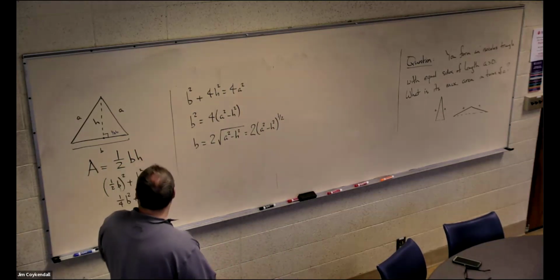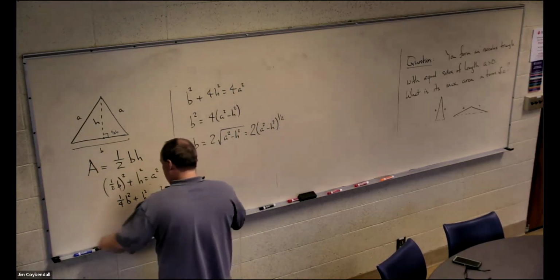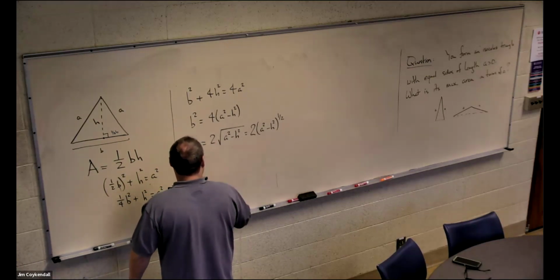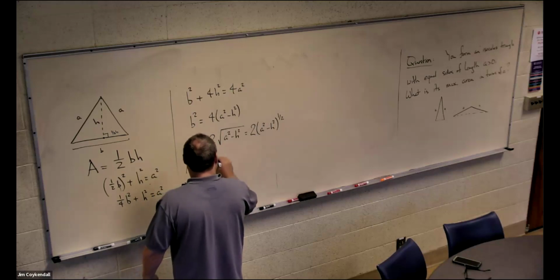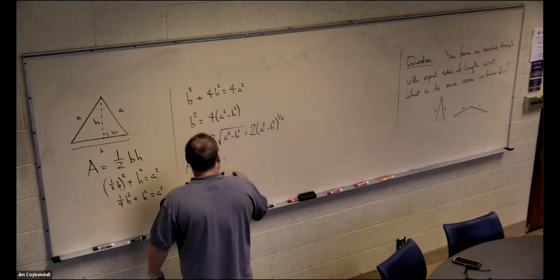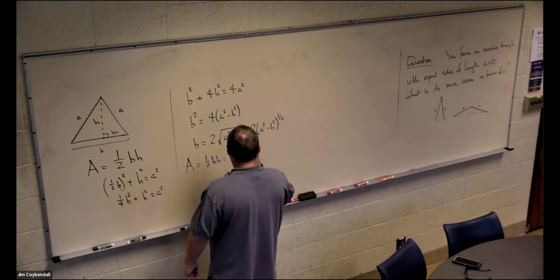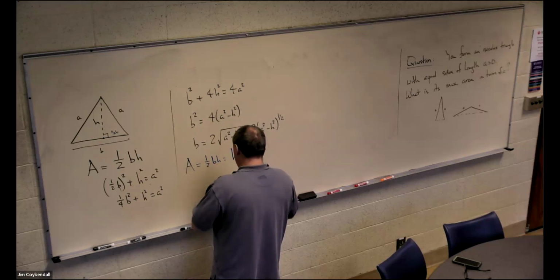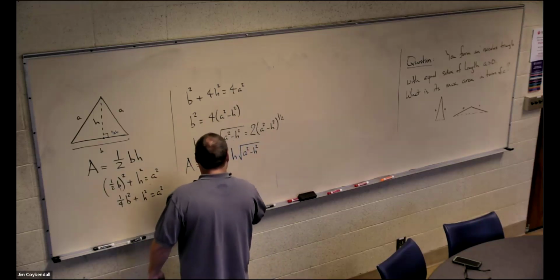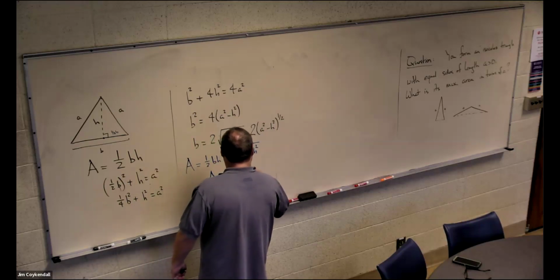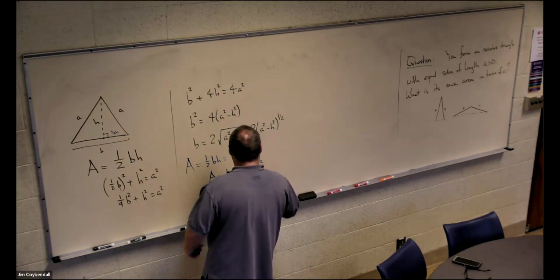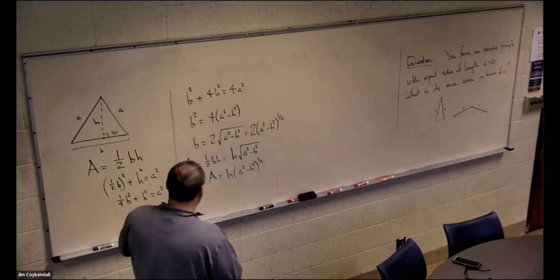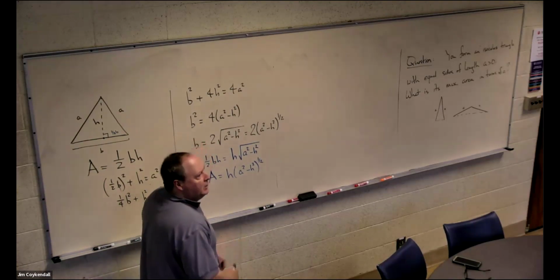Okay, so after all this work, I've got a new improved formula for my area. Area is 1/2 BH, which is H times the square root of A squared minus H squared. There we go. What should we do now?